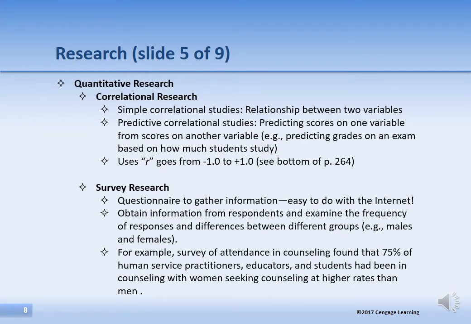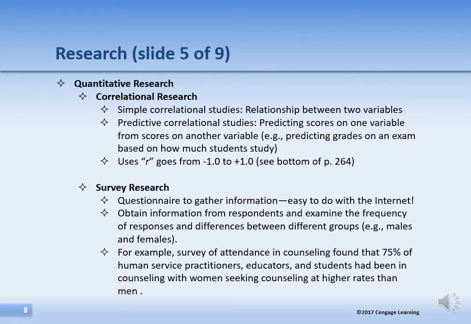A few more quantitative research designs include correlational research and survey research. In correlational research, it's a simple correlational study. It looks at the relationship between 2 variables. The predictive correlational studies predict scores on one variable from scores on another variable. For example, predicting grades on an exam based on how much students study. One example of a correlational statistic is R.